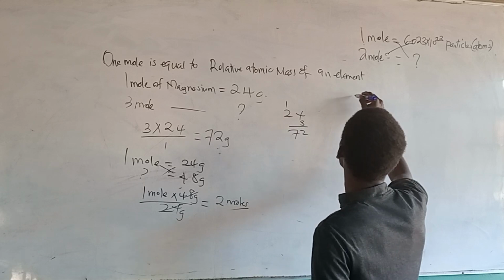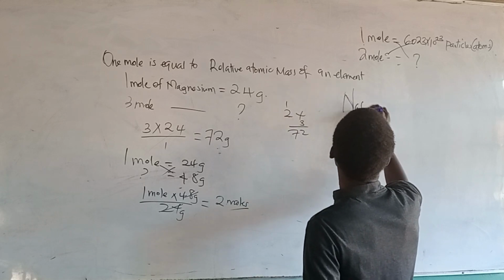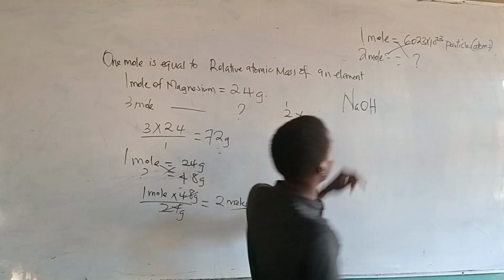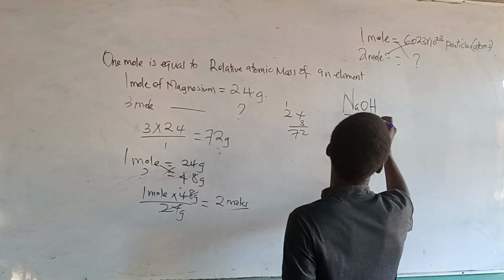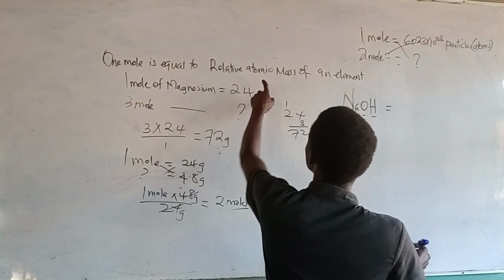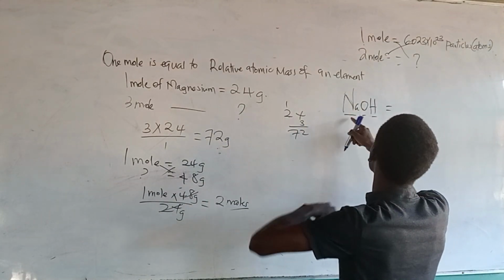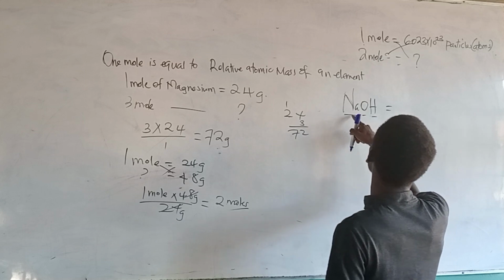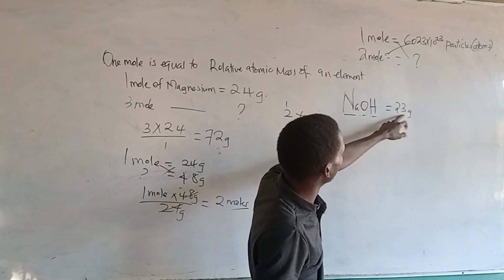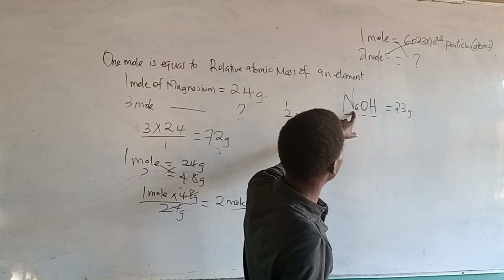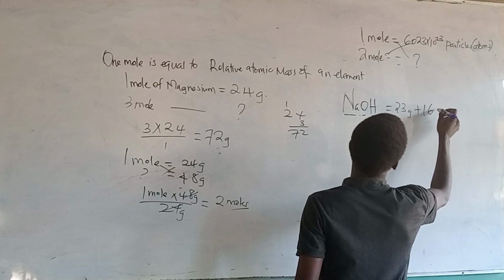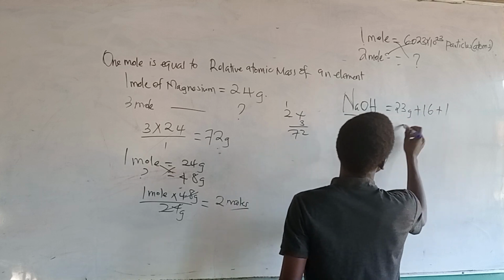Look at this one, it is a compound now. Sodium hydroxide is a compound where we have sodium, oxygen, and hydrogen. If you want to get the relative mass of this compound, we add sodium, which is 23, plus oxygen, which is 16, plus hydrogen, which is 1. So we are going to get 40 grams.